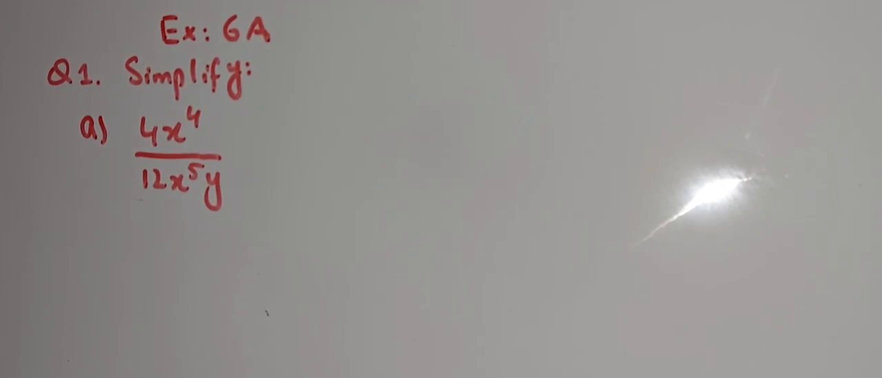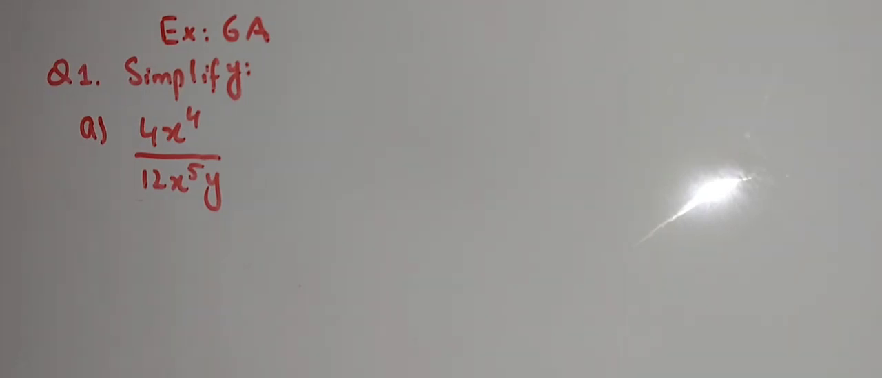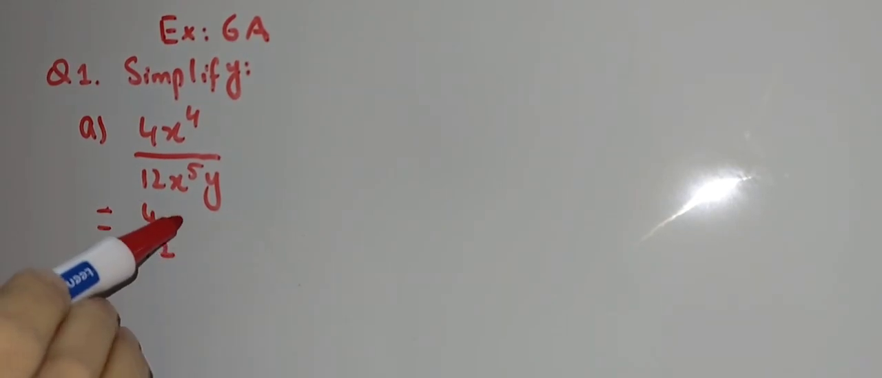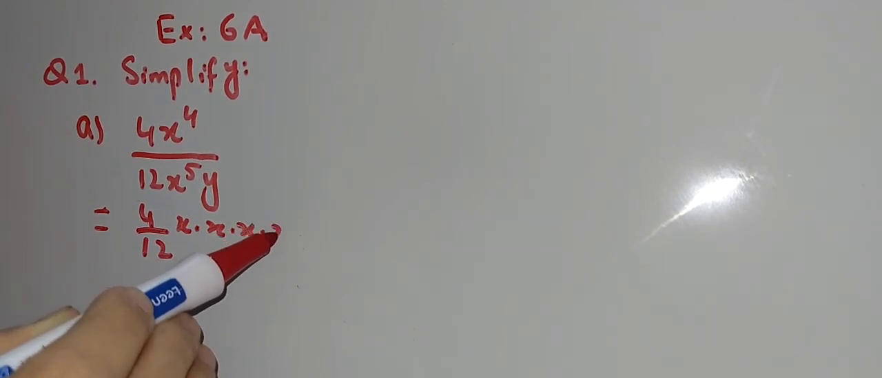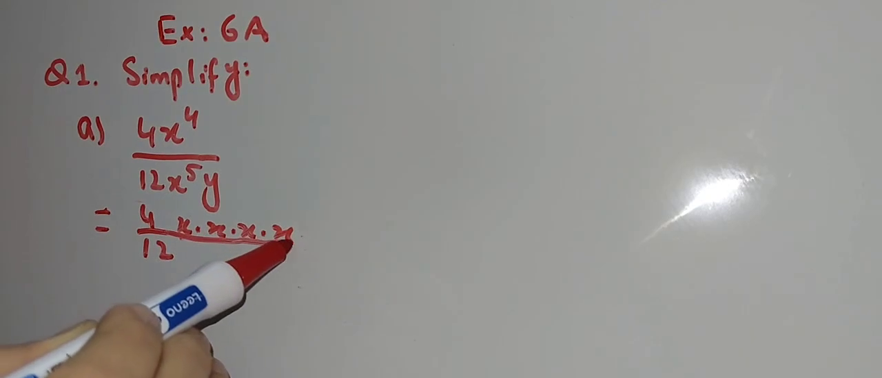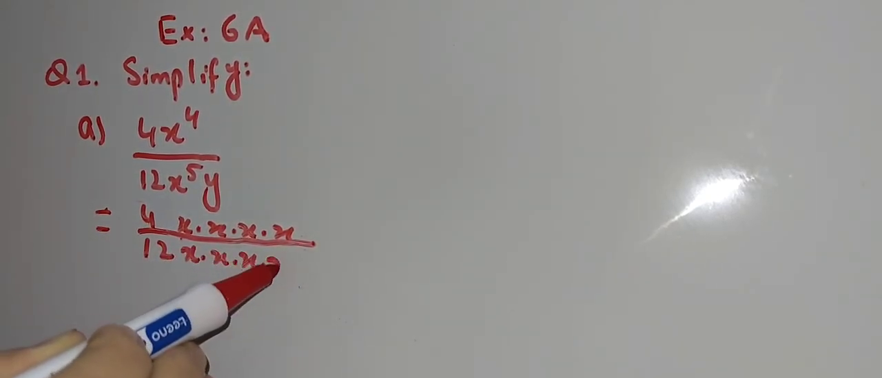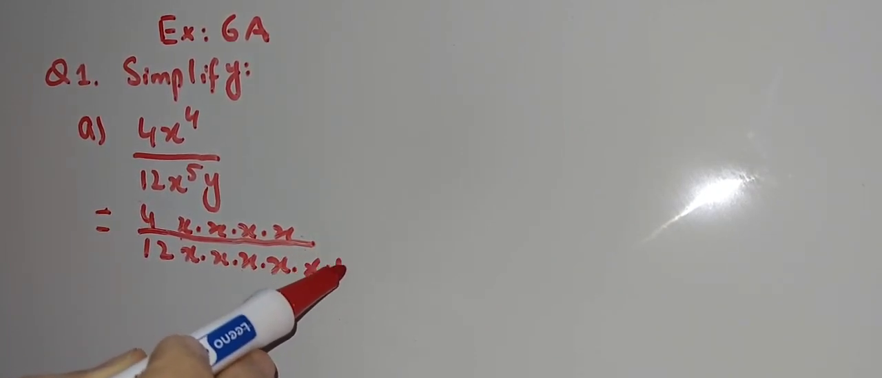Question 1 is simplify the following. Part A is 4x to the power 4 upon 12x to the power 5 y. Okay, let's start our solution. So first of all, 4, 12 and then x. We have 4x here, so we will write 4x. Then here we have 5x, x, and then x. Okay, and then y.